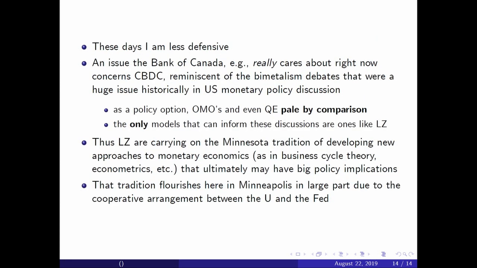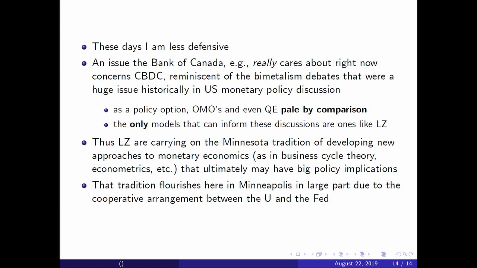I just got back from the Bank of Canada. The biggest issue at the Bank of Canada is whether they should be issuing central bank digital currency. That institutional design question makes open market operations seem like a joke. Who cares what the overnight nominal interest rate in the interbank market is? We may care more about whether we have multiple currencies, digital versus paper, private versus public. That's hugely important, and I think the only models that speak to these kinds of big institutional questions are the ones like Lagos and Zhang.